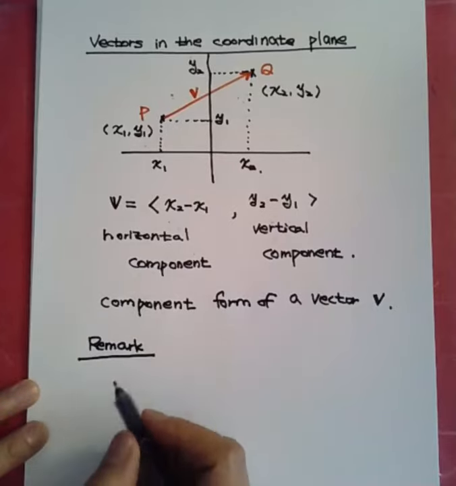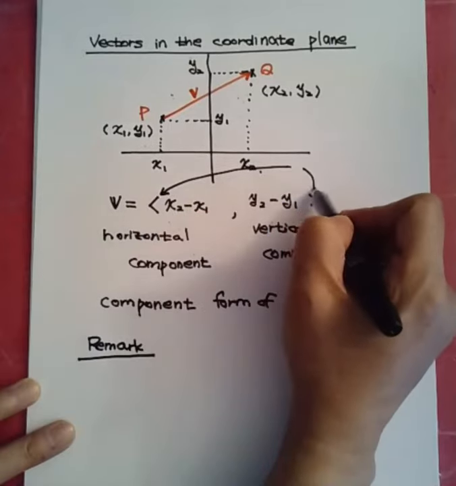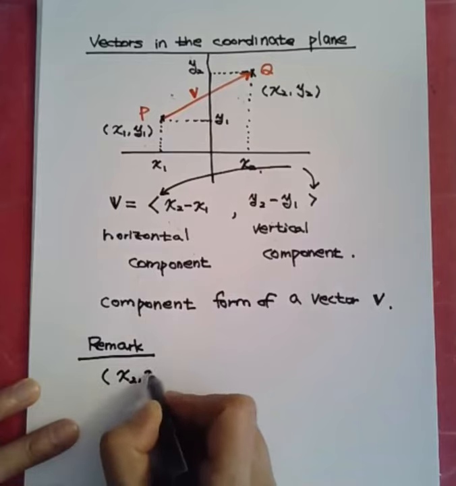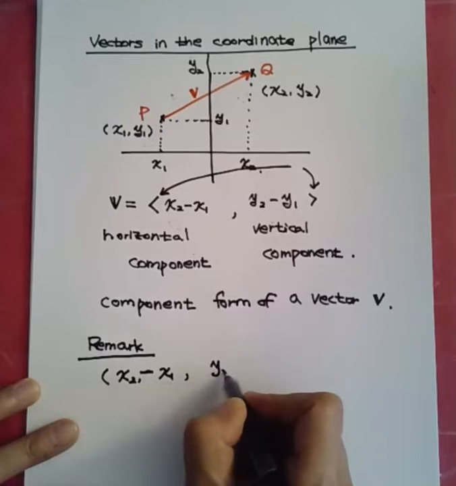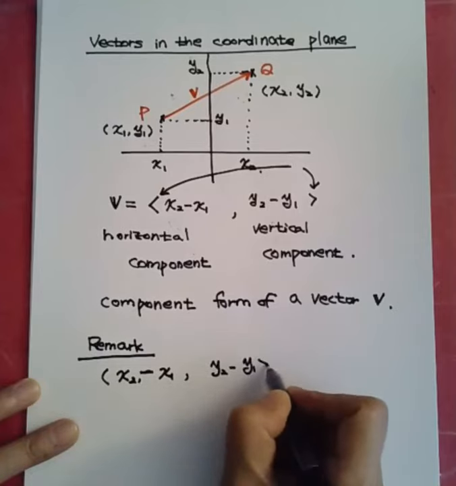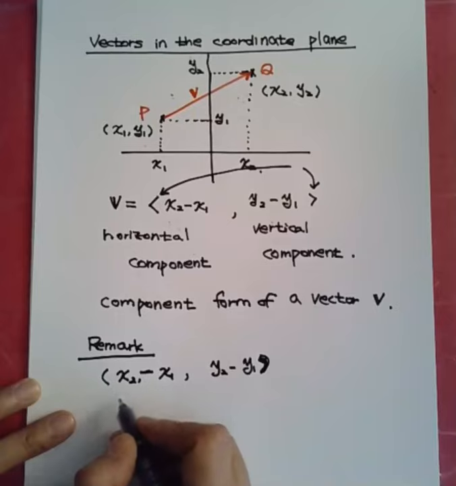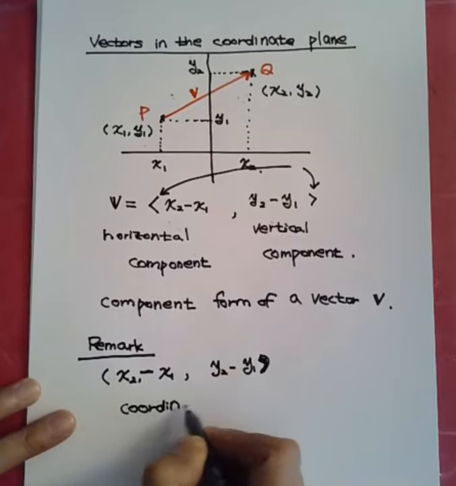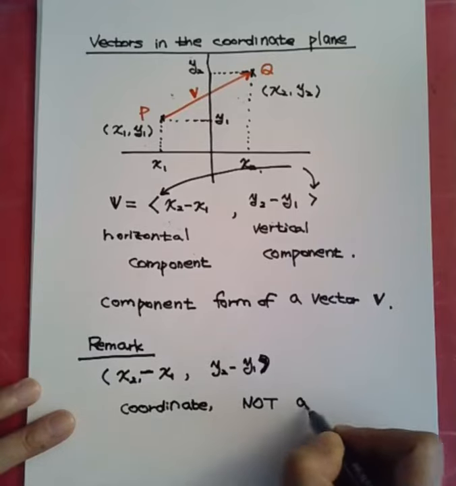What you have to be careful about is the notation. We are using the arrow notation. If you use parentheses, then it'll be just a coordinate. That is not a vector.